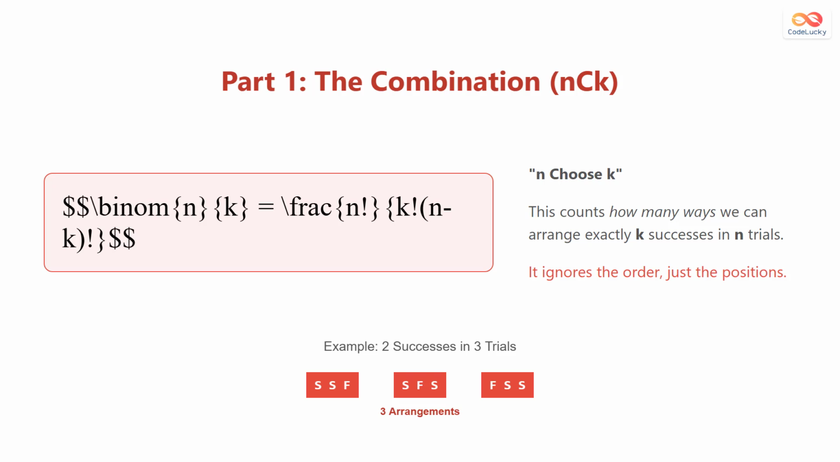Let's break it down. The first part is the combination. Read as n choose k. This calculates how many different ways we can arrange the successes. For example, if we want exactly 2 heads in 3 flips, they could occur as heads heads tails, heads tails heads, or tails heads heads. This part of the formula counts those 3 scenarios for us automatically.